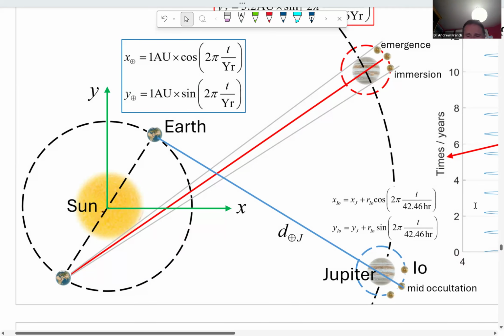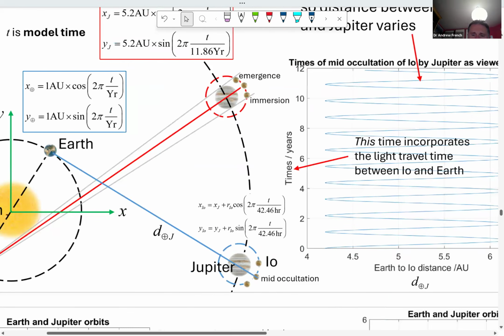An occultation is a lovely word for when a moon goes behind a planet. It's like being eclipsed by the planet. The mid-occultation time is the bit right in the middle of that. So you can write out those times throughout the year when Jupiter occults Io. That's the idea. And you can work that out.